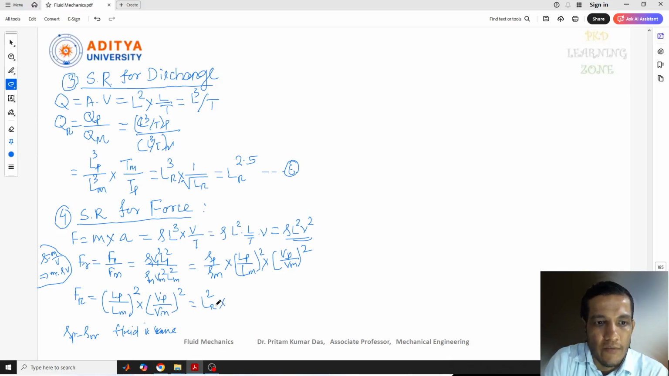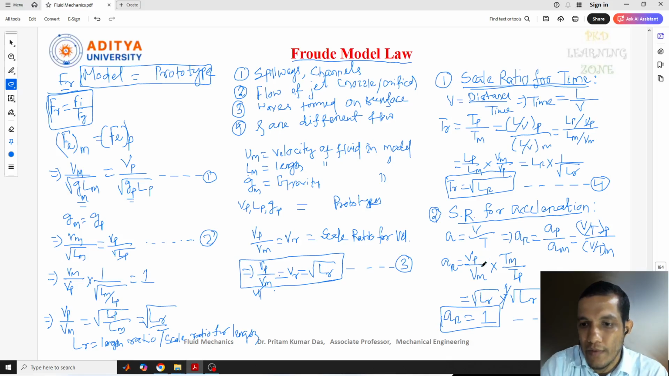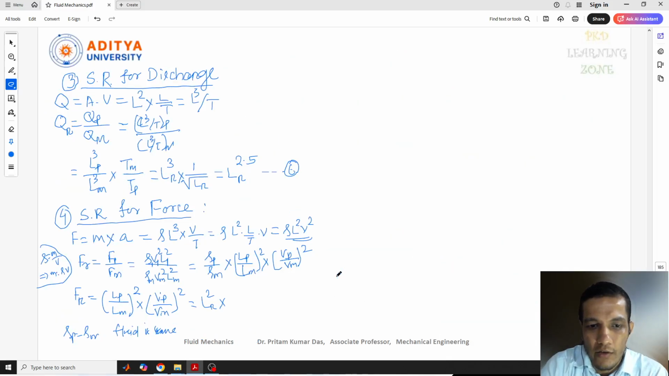Again VP by VM: if you see previously, we got root over of LR. So let's see VP by VM. Yeah, VP by VM, how much did we get? This is root over of LR. Okay, now just put the same value. Once you put it here, V square is there, so that means LR square. So here we can write this is LR square into LR, so this is LR cube. Equation 7.